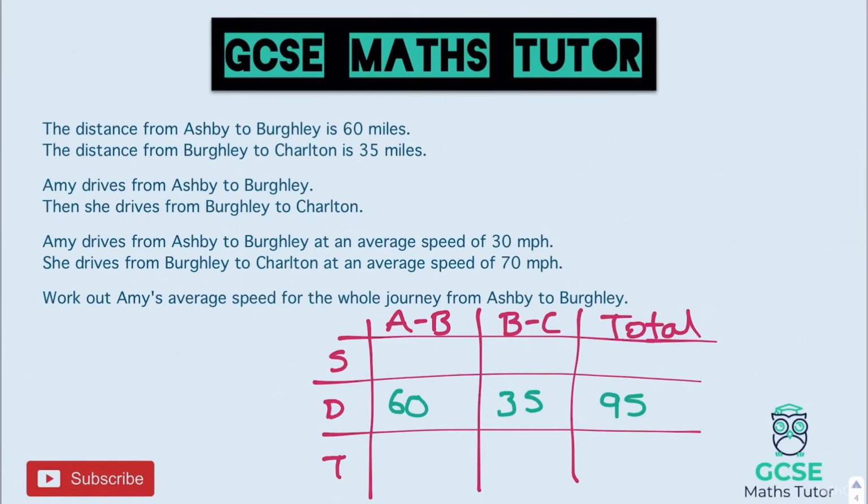It says Amy drives from Ashby to Burley at an average speed of 30, so we'll put a speed of 30 in, and we've got an average speed of 70 for that second part of the journey. And we want to work out the average speed for the whole journey, so we're trying to work out this box here again.